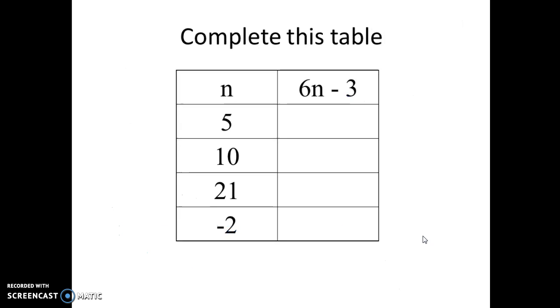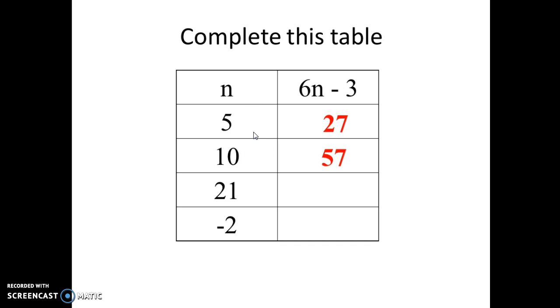Here's another table. So instead of written horizontally, this one's written vertically. So I still have n, now that has to be replaced by the given values. So if n is equal to 5, I need to do 6 times my n and take away 3. So 6 times 5 is 30, and then I take 3 away and I'll get 27. 6 times 10 is 60 minus 3 is 57.